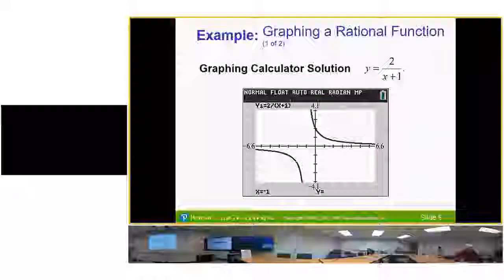And there is the example. Now, if you wanted to draw the vertical asymptote, you can do y is equal to x, you can do that, or y is equal to 0, you can do that, but that's what you're going to see.